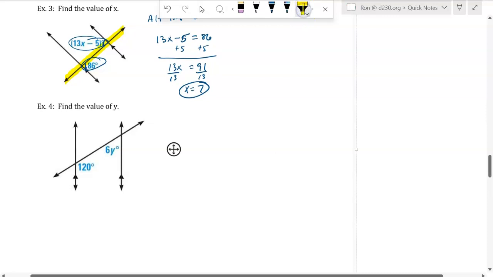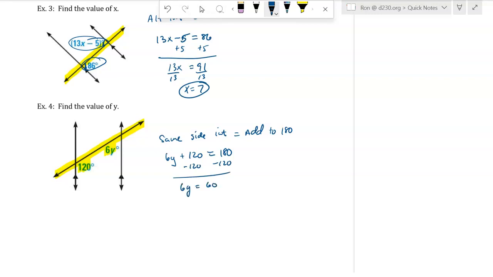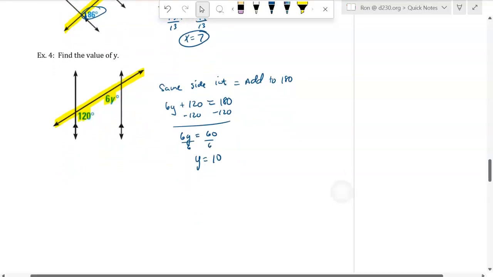Now the next one, when I look at these, they're on the same side of that transversal. They're both interior. So we have same side interior angles. So what do we know about these? They are supplementary, meaning they add up to 180. So I'm going to take 6y and 120, add them together, and when I add them together, I get 180. So now I can solve for y. 6y equals 60, divide by 6, y is equal to 10.